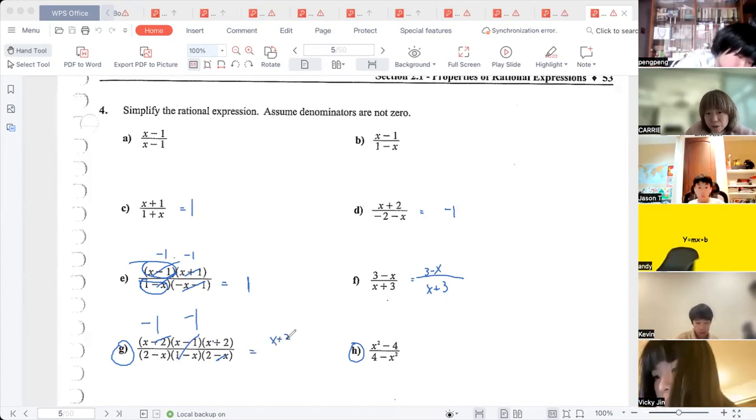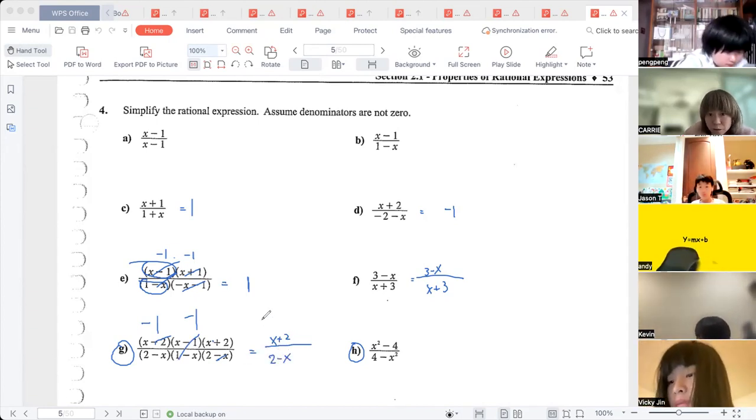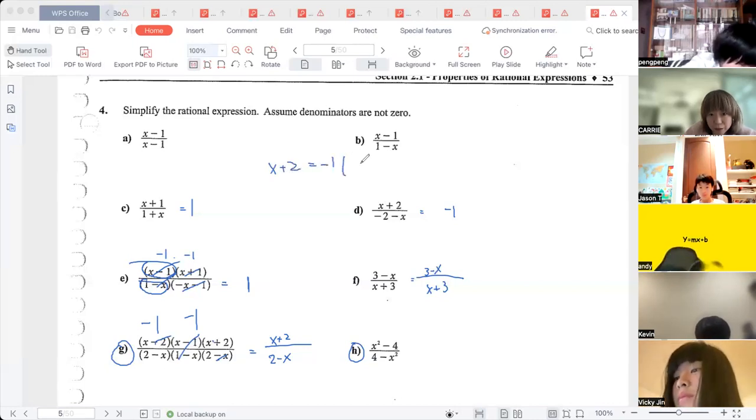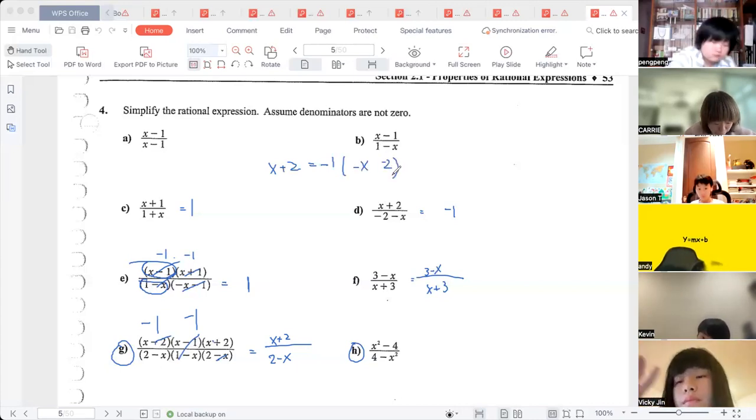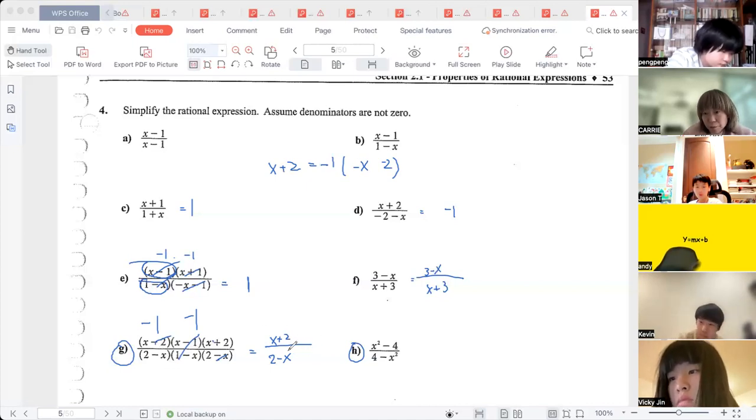So x plus 2 is the top, and the denominator is 2 minus x. So that's the answer. So Jason, do you know? So x plus 2 equals -1 times -x minus 2. It's x plus 2 over 2 minus x. Why don't we just turn it to -1 then? Never mind. Okay, so number H, everybody send me the answer by chat.